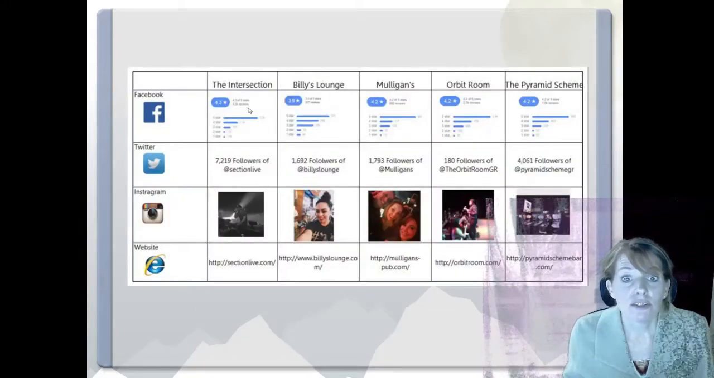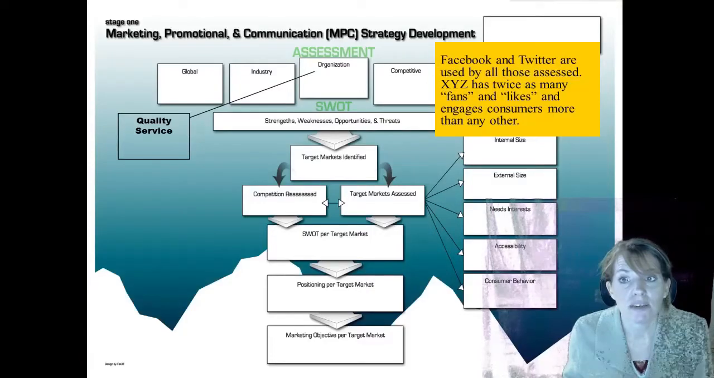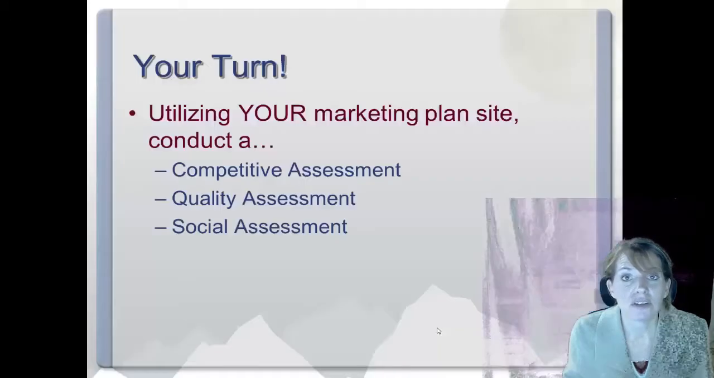Here's one for the intersection and competitors they viewed and the 3 simple sources that they engage with. And again, great information being gleaned quickly about social media in a different way. So Facebook and Twitter are used by all those assessed. So-and-so has more fans and likes and engagement than others, etc. So it's your turn now.